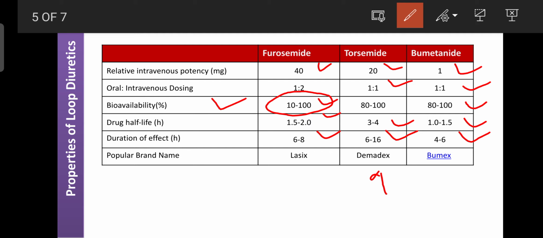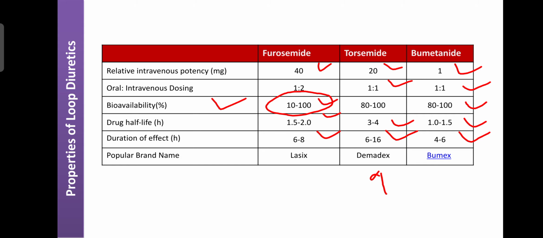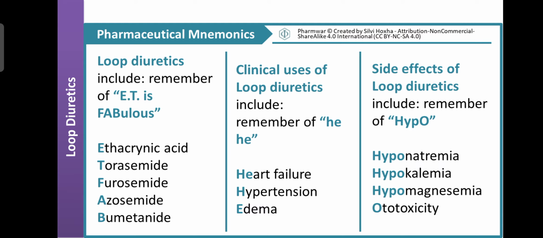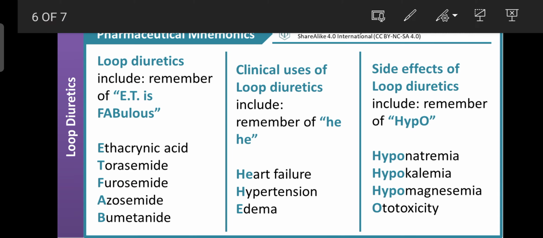Okay, so regarding the loop diuretic examples, they should be remembered as "ET is fabulous". Remember the drugs that fall under loop diuretics. That is ET is fabulous: ethacrynic acid, torsemide, furosemide and azosemide, then bumetanide.